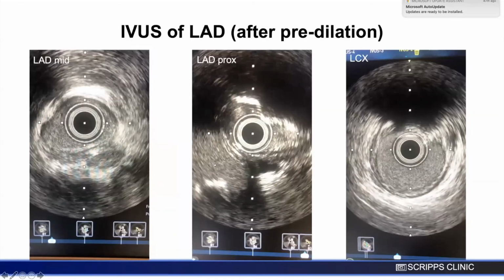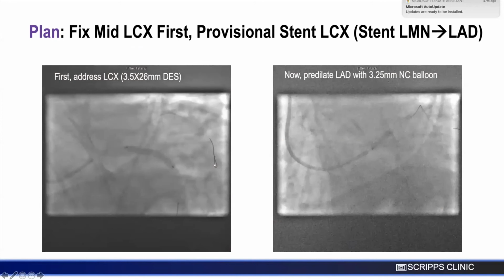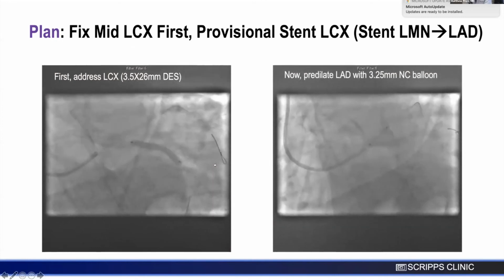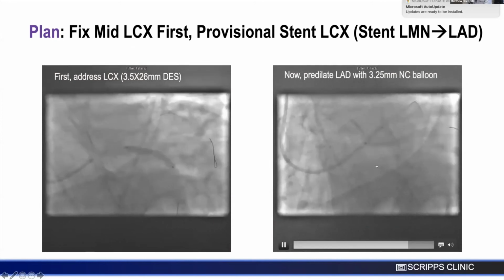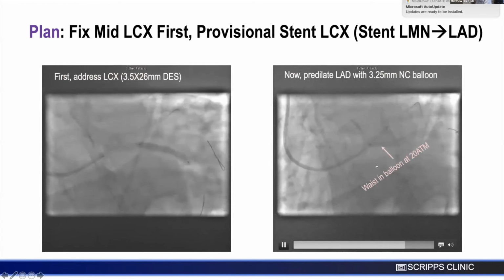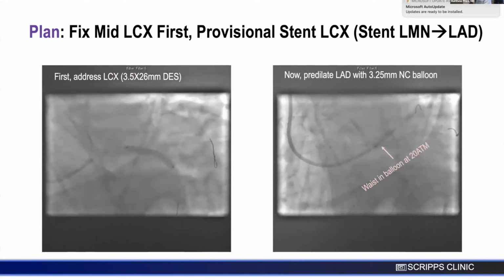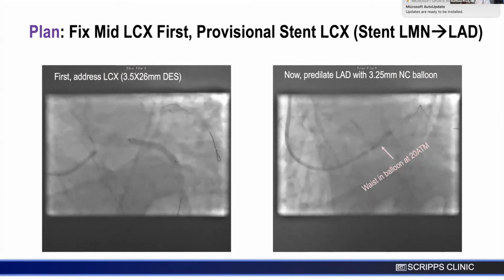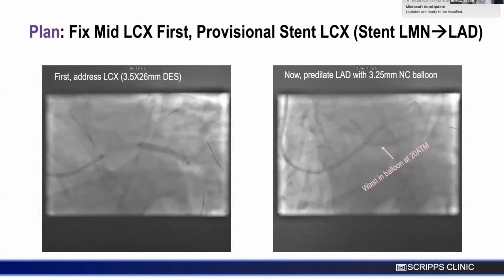All right. So here's my 3.25 balloon at 20 atmospheres. And there's a waist right there, right at that calcification. It's hard to appreciate on this, but there's certainly a waist. Any thoughts what to do next?